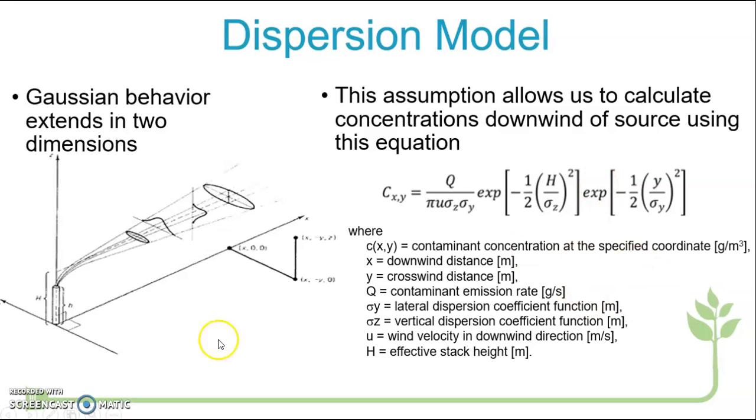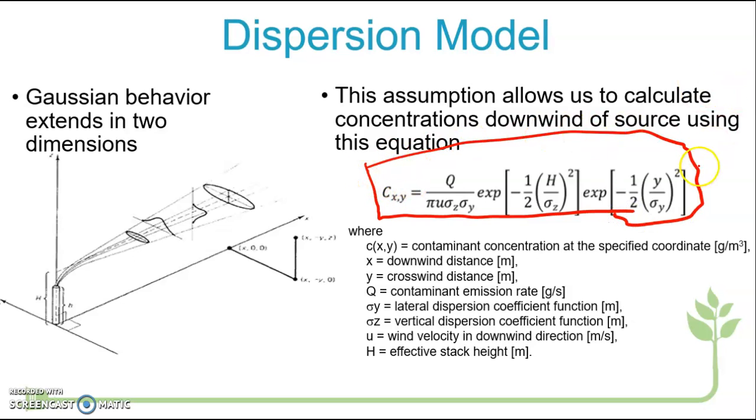This equation is equation 8.3 in your textbook, where C is the contaminant concentration and X is the downwind distance. You will see in this figure, figure 8.9 in your textbook, X is the downwind distance, along this direction, and Y is the crosswind distance.